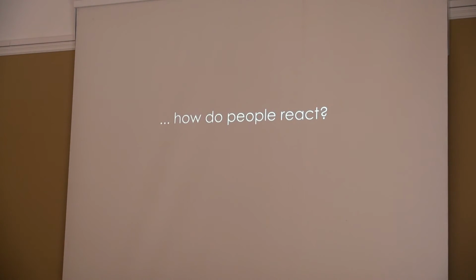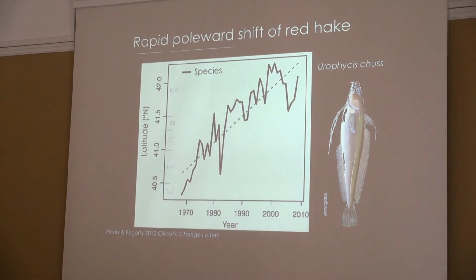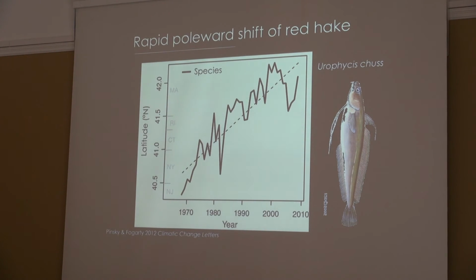to shifting species distributions? I just want to show you a really simple, small story, though we're starting to expand this out to more case studies. This is one example from the Northeast US. It's a species called red hake. This is from 1968 to about 2010. We've got latitude here on the vertical axis, and the black line shows how the center of the species distribution from scientific surveys has moved north really rapidly.